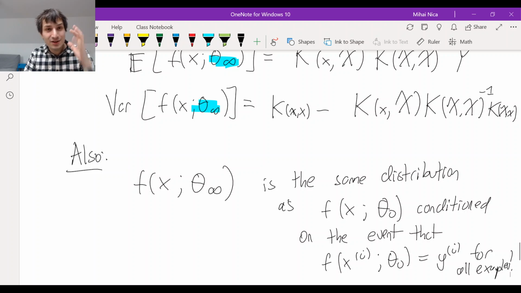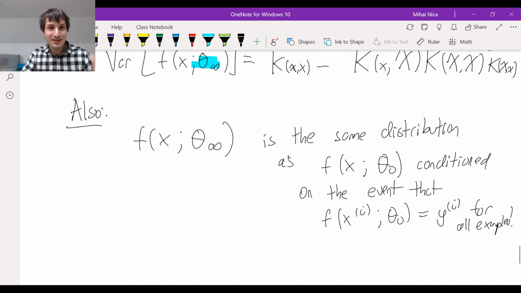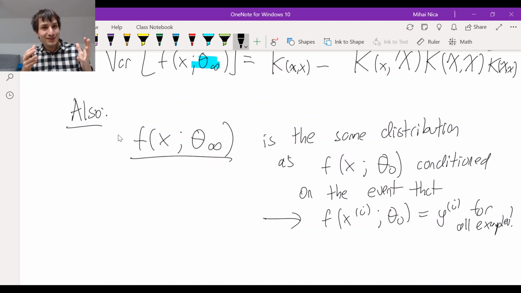So if you take the initial distribution, that's some crazy, big Gaussian function. If you condition it so that all the training examples are perfectly fit, then you get the final distribution. So the final distribution is the original distribution, but conditioned to fit the training examples perfectly. I think that's a really nice theorem that helps you understand what the network is doing. The network is updating the weights to fit the training examples better and better, and at the end of the day, you get a Gaussian, which is the original thing conditioned on that perfect training event.